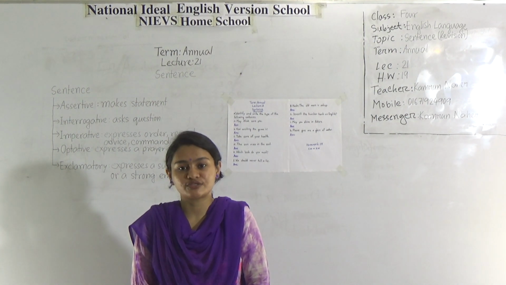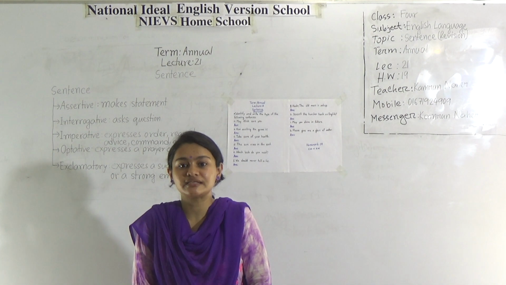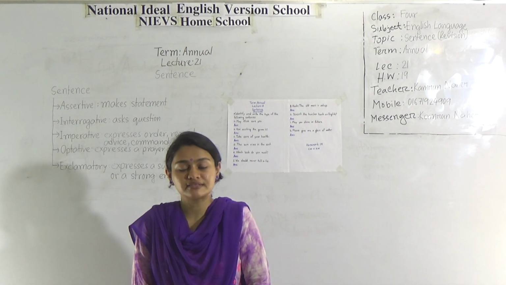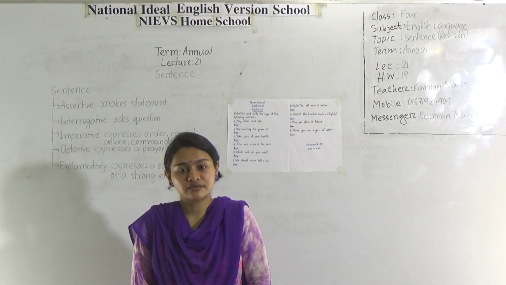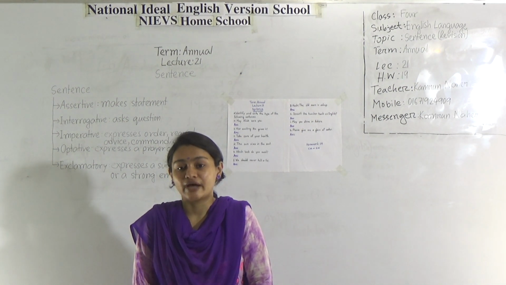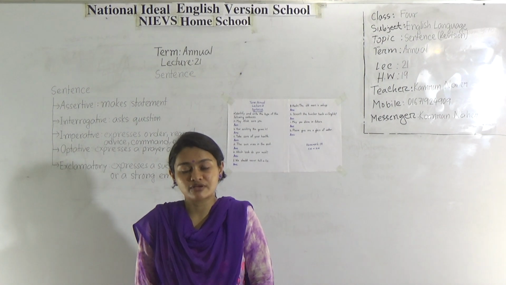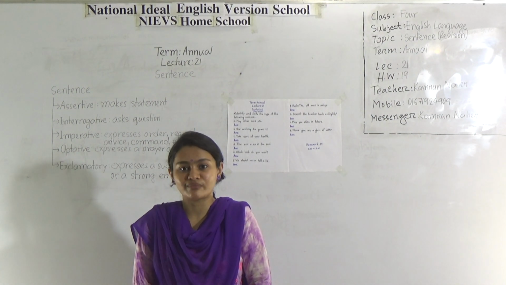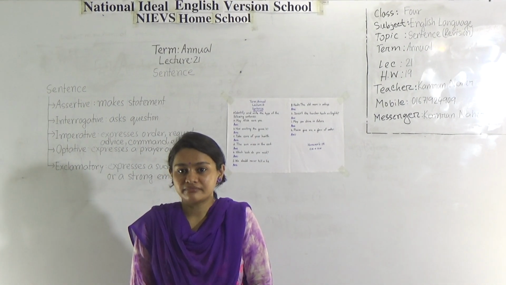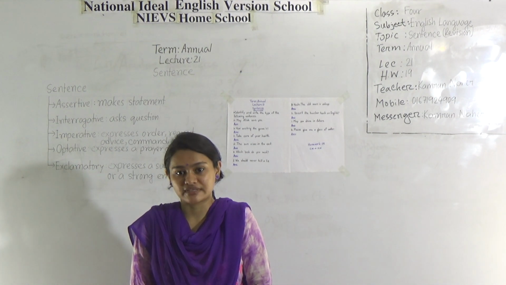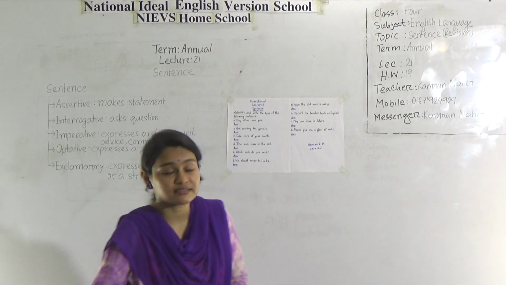My dear students of class 4, today I am going to take your English language class. Today's topic is sentence. That means we will do the revision class of sentence. We all know that there are 5 types of sentences. And what are they? Could you remember? Yes, assertive, interrogative, imperative, optative, and exclamatory sentence. So let's start the class today.